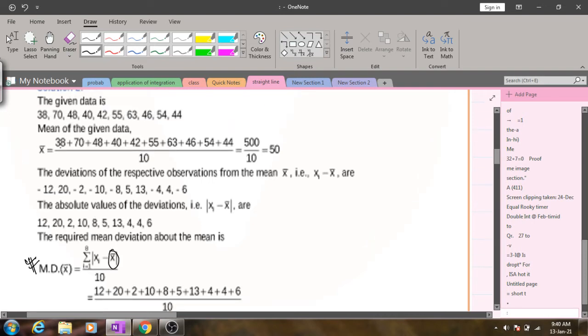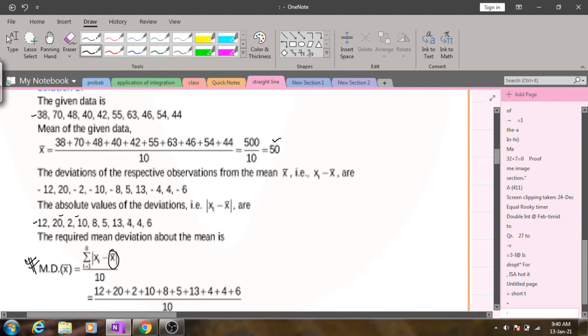So once you calculate the mean, you add up all the things and divide it by 10, you'll get the mean as 50. Now when you get the mean as 50, then you have to calculate the deviation about the mean, which you can calculate by subtracting the two. 50 and 38 you will get 12, and we have to take the absolute value, which is the modulus of the deviation. So once you take the absolute values, you'll be getting these values as follows.